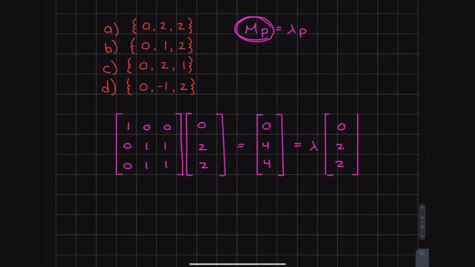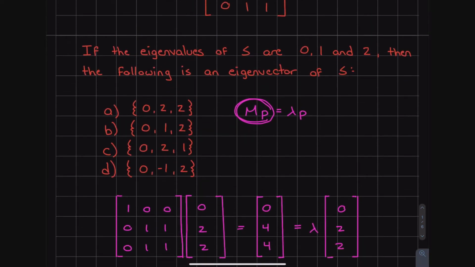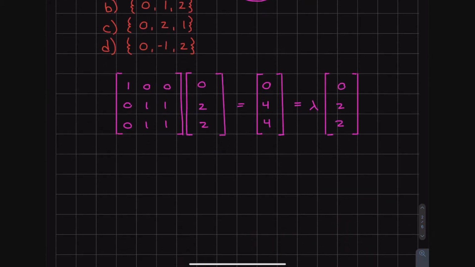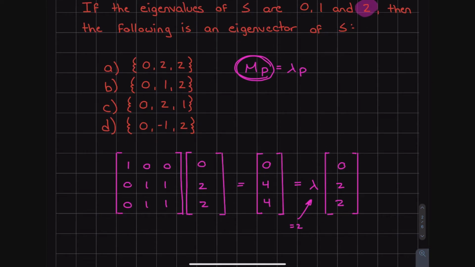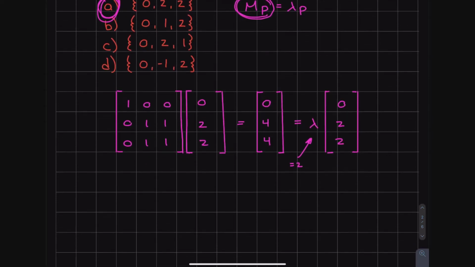And that makes sense because if we look above, it even says that there is an eigenvalue of 2. Because if we say that lambda here is equal to 2, well, then those vectors are the exact same. So we know that A is definitely an eigenvector. So we're going to circle it. But now if you guys are wondering, what happens if we pick an incorrect answer? So let's pick answer B.